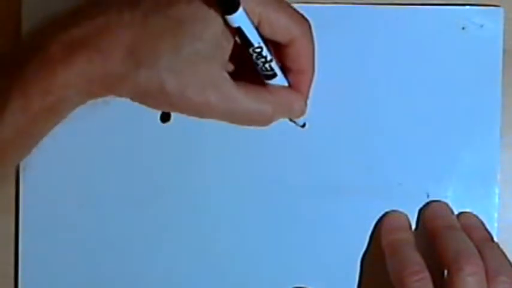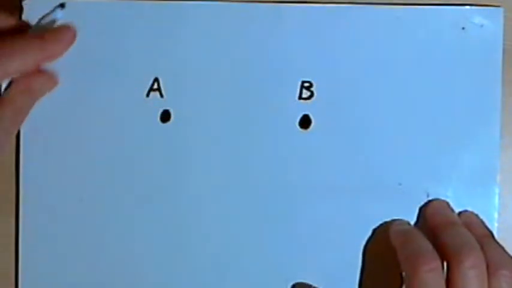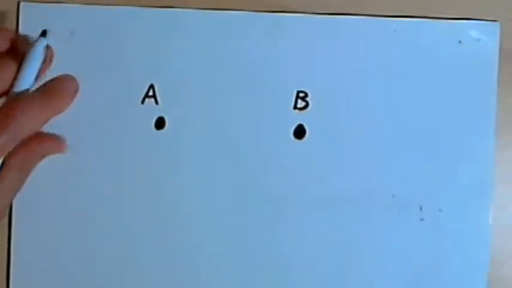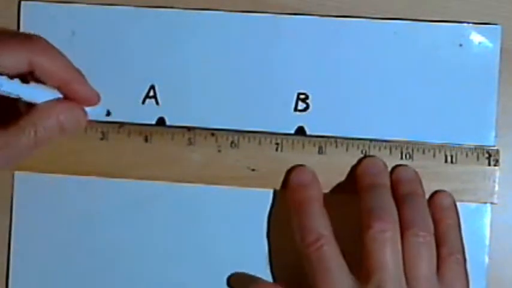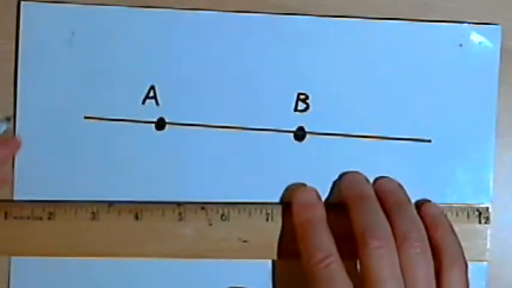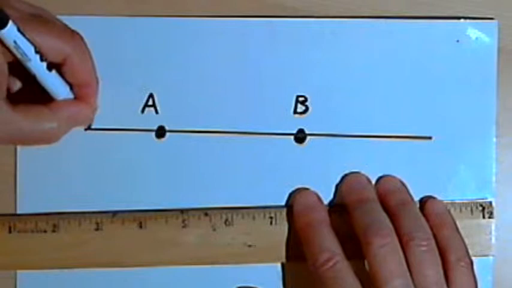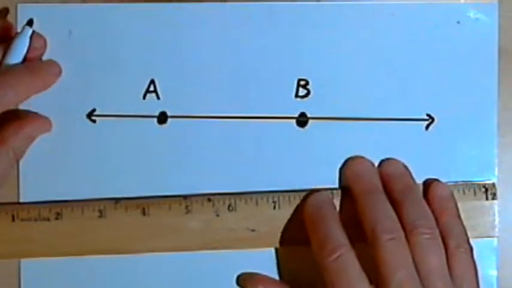Now, if I put a second dot on the piece of paper, a second point, I can label that point B. And then if I want to, I can take a straight edge and draw a line that goes through points A and B. Now, in geometry, a line is going to be a straight line that theoretically goes on forever in both directions. So I'm going to put an arrow at either end of that line.